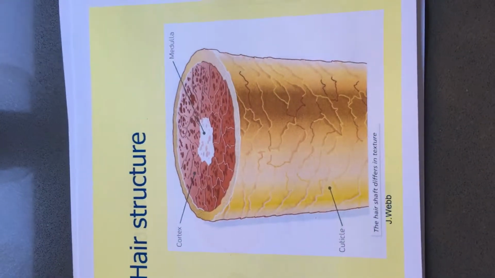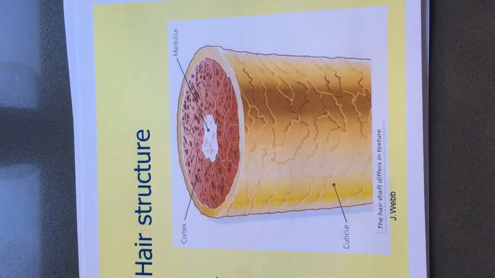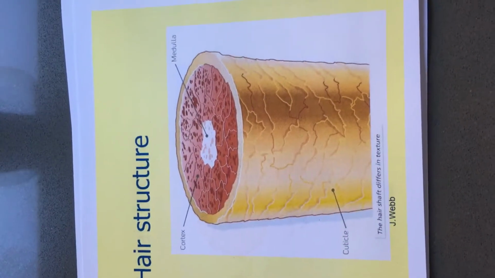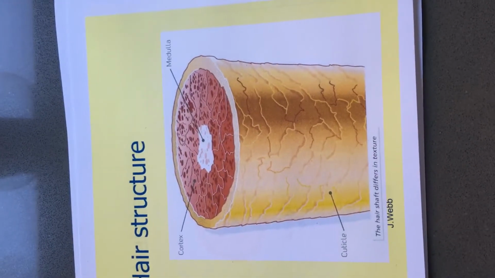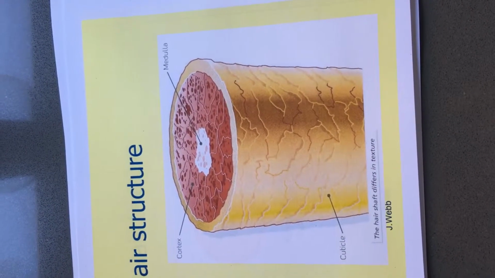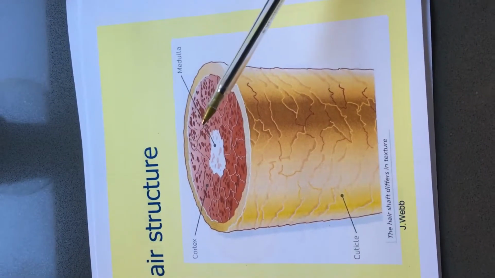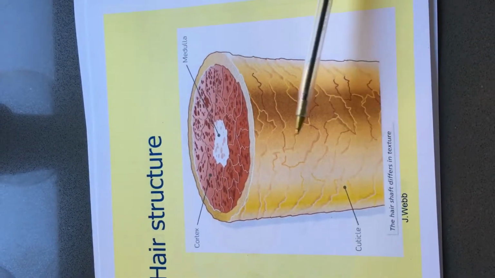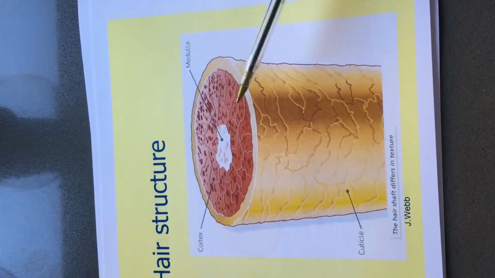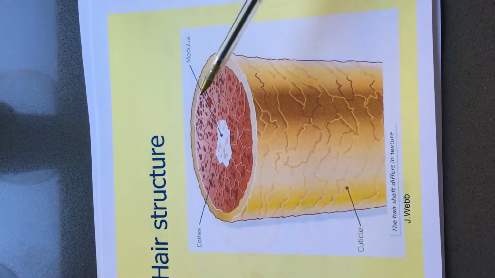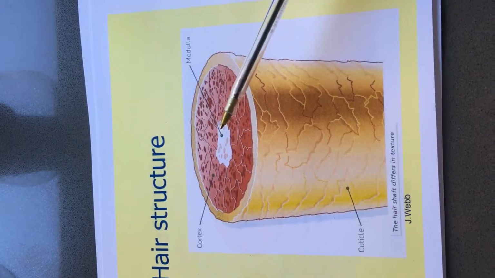So, hi everybody, we're now just going to have a quick look at the hair structure, just to remind ourselves what actually we've got here in our diagram. Remember, we've got our 3 layers here of our hair. We've got our cuticle, we've got the cortex here, this brown area, and then here we have the medulla.